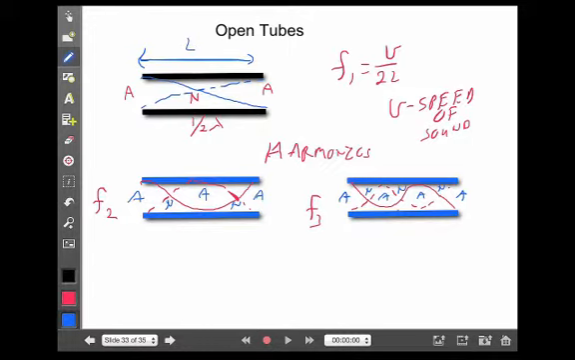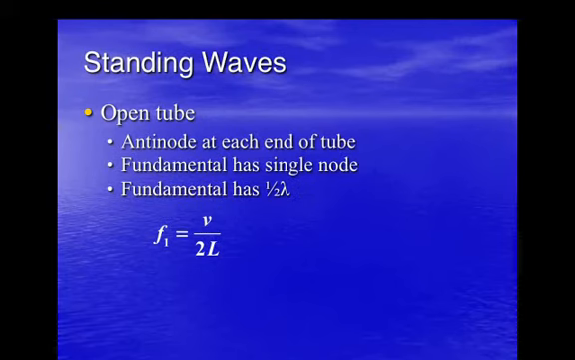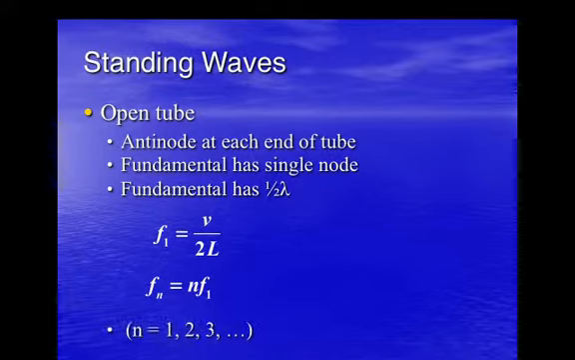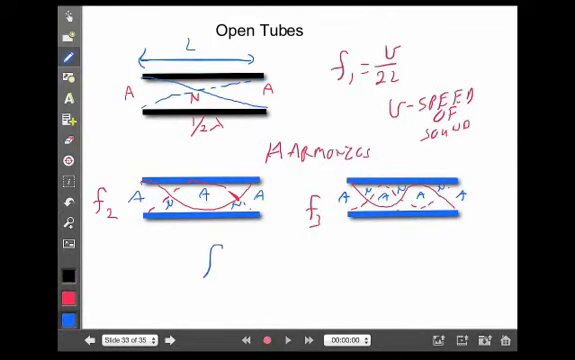But equally, something else that's the same is that determining the harmonics within an open tube uses the same equation. Fn equals n, which can be any number, 1, 2, 3, 4, 5, whatever, times your fundamental. Again, n can be any number we want. Okay, so that's for an open tube.